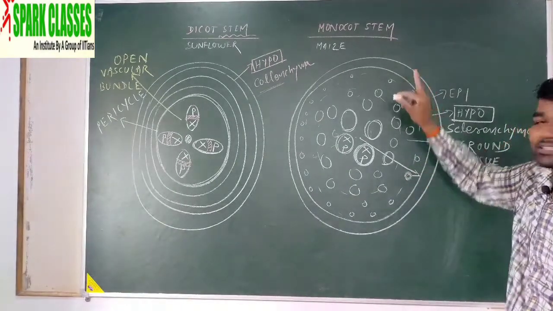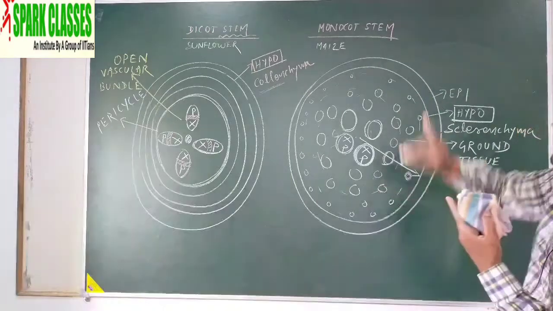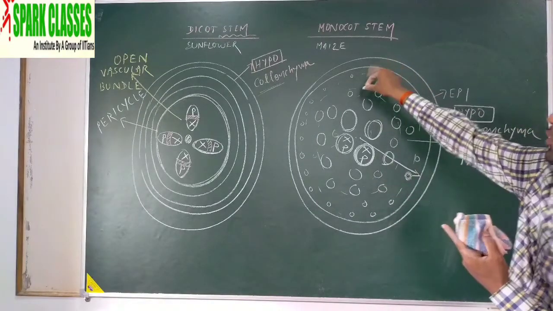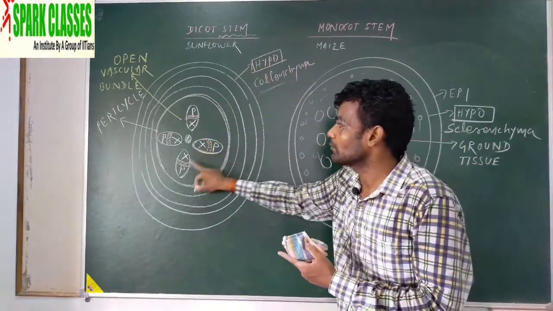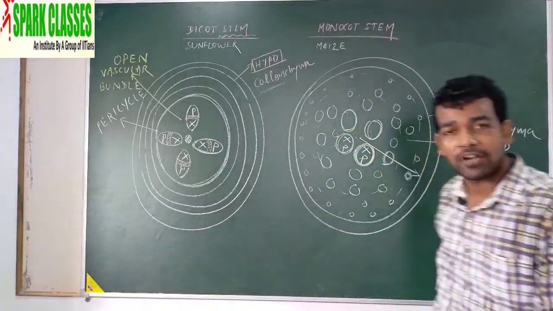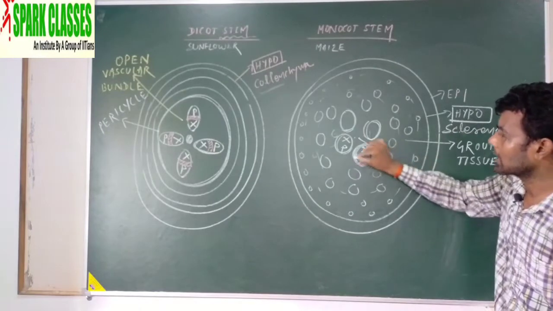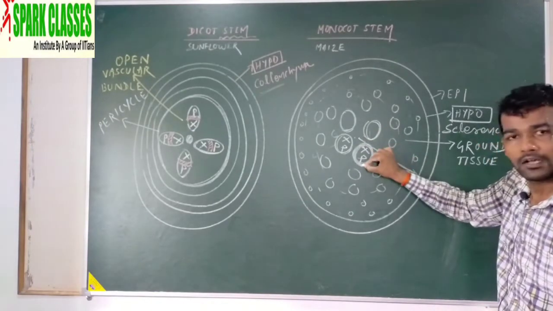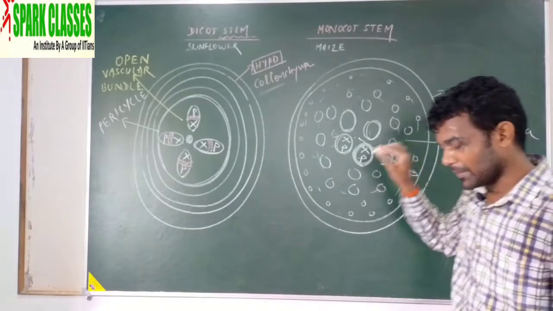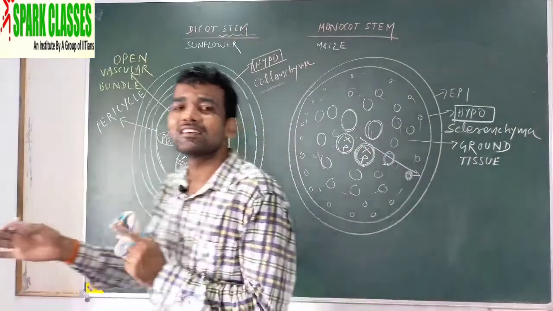In case of monocot, the size question will come: a question will come about the size of vascular bundles in monocot, not in dicot. In dicot all are of the same size. But in case of monocot, small size vascular bundles at the periphery, large size vascular bundles at the center, medium size in the middle. Gradually this size decreases.